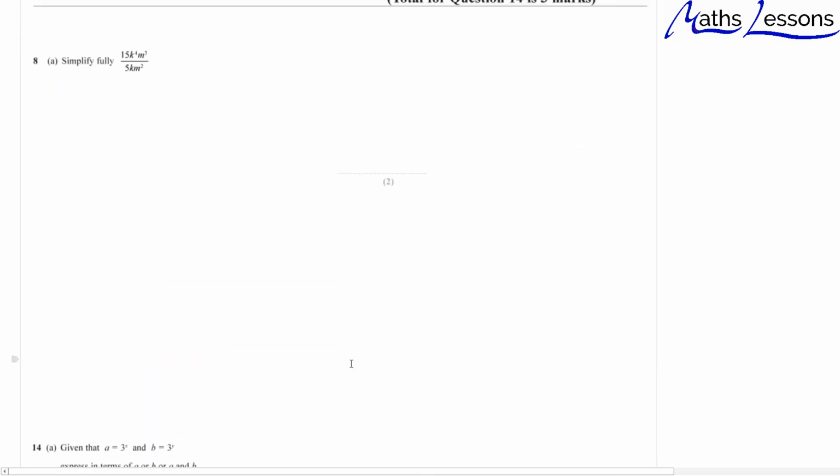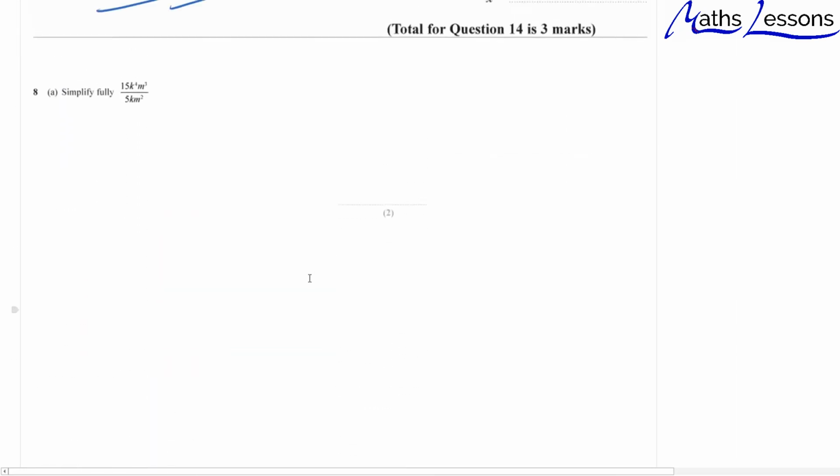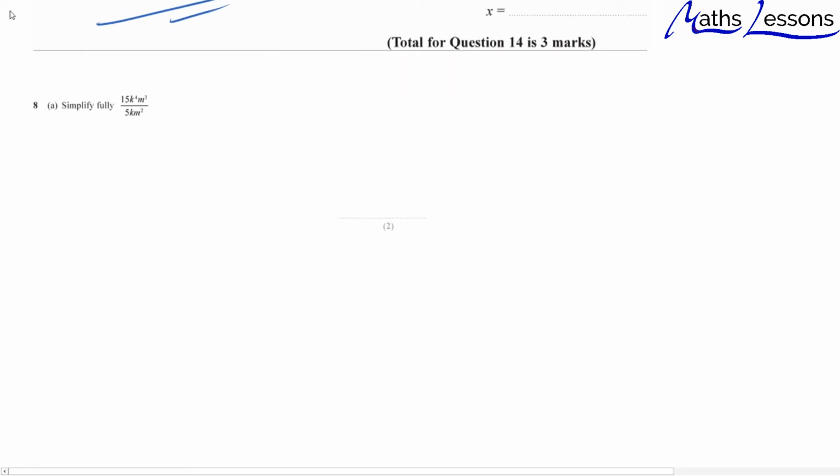Okay, next one. I'm just going to give you a minute to have a go at this. Actually, in fact, I'm going to give you 30 seconds. You either do this or you can't. Off you go. It's 15k to the 4 m cubed times 5k m squared.